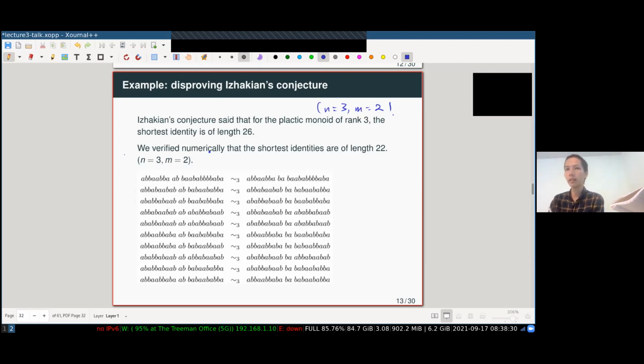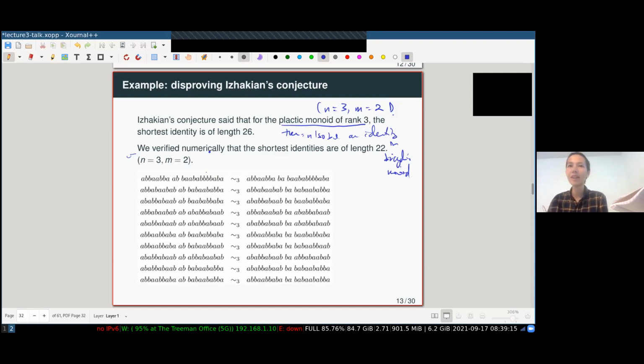Okay, so we just numerically enumerate a bunch of identities. One thing here is that if something is an identity in this Plactic monoid of rank 3, then it must also be an identity in the bicyclic monoid that we saw before. So what we did is numerically enumerate all possible identities for the bicyclic monoid of increasing length, and keep going until the first time we find an identity that also belongs to the Plactic monoid. We had a way to check that that's the case.